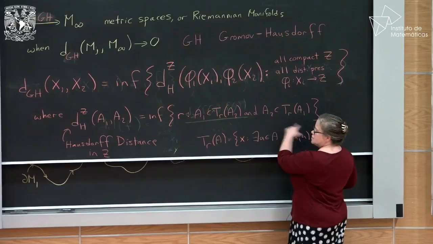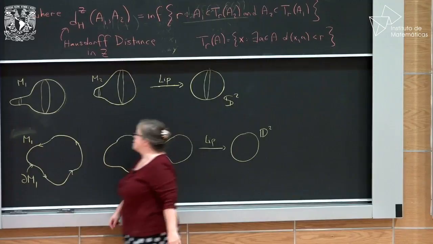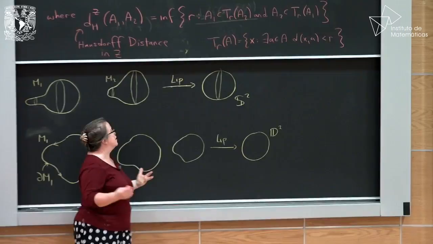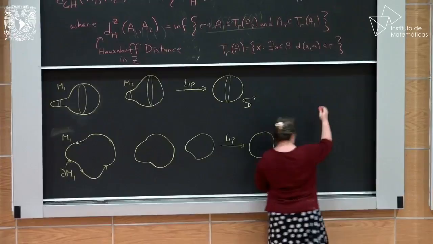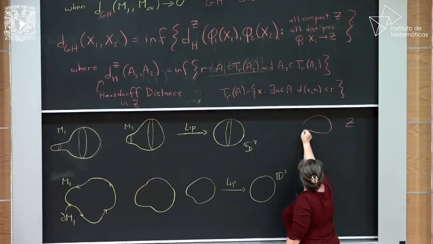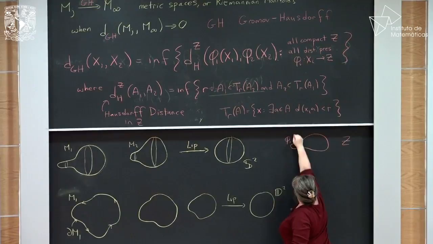And when you use this method, you could look again at this sequence, and he's saying, take your space and your limit space and put them together into some Z. So we want to compare him sitting inside a larger Z. So if I make my Z here, my one space could look like this. That's my M1. And I map him into Z. He looks almost the same as he did before.